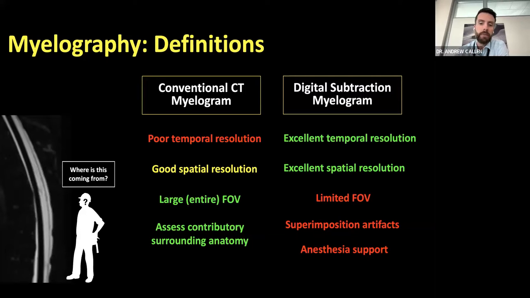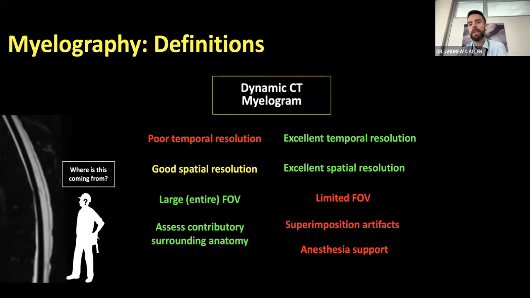So patients will often have to receive general endotracheal anesthesia to suspend breath holding. Whereas conventional CT myelography, while it has very poor temporal resolution, as I just described, has a very large field of view. You can image the entire spine at once, and you can assess any sort of contributory surrounding anatomy.